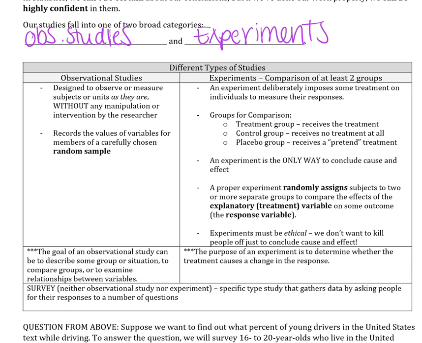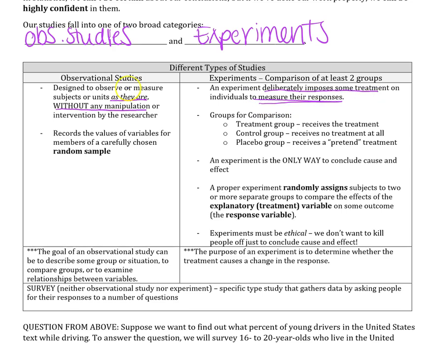Let's start with observational studies. These are studies designed to observe or measure subjects as they are without manipulation or intervention by the researcher. So you're simply watching a sample from a population, studying them, measuring something about them, but you're not actually doing anything to them that would influence any response. And the goal of an observational study is to describe some group or situation, compare groups, or examine relationships between variables.